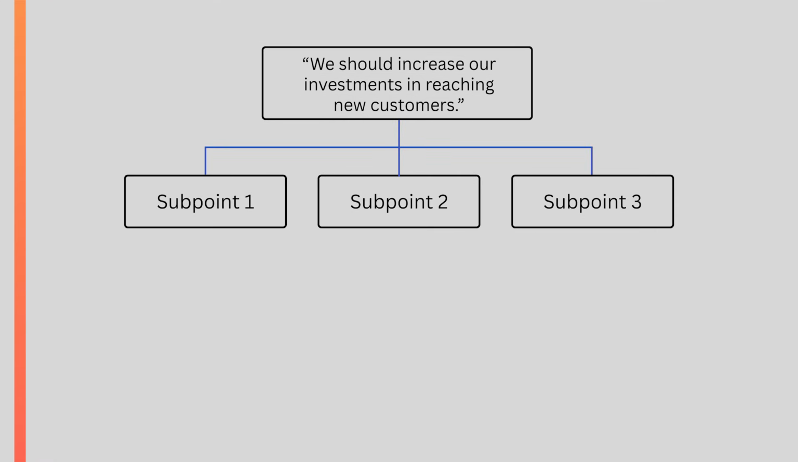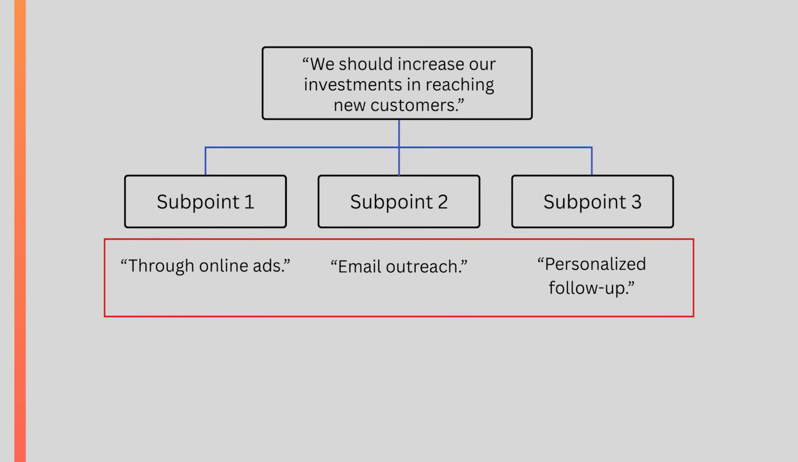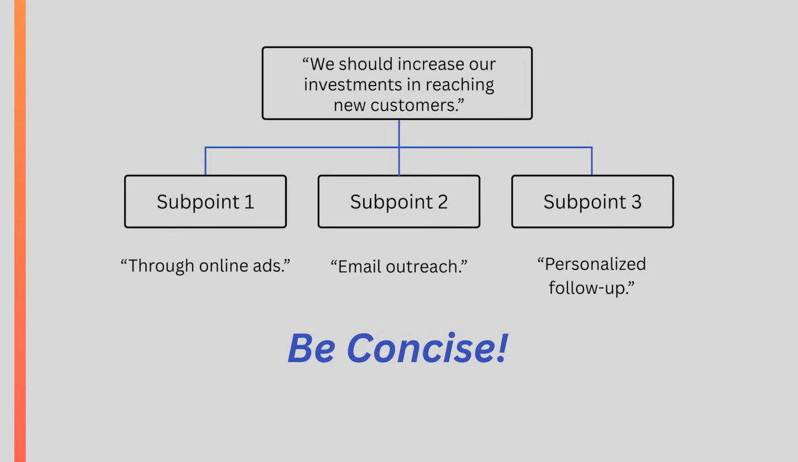This time, let's say I wanted to focus on explaining a process that I'm recommending to reach new customers. I might say the 3 ways to invest in reaching new customers are through online ads, email outreach, and personalized follow-up. You'll notice in that example, the way I phrased my subpoints was more concise than in the previous example. You always want to strive to be clear and concise in that level 1 message and for your level 2 subpoints. Using 3 points is also fairly traditional in writing and speaking.